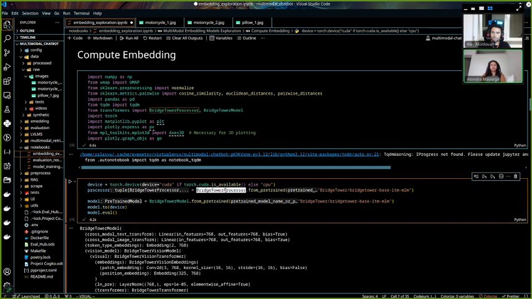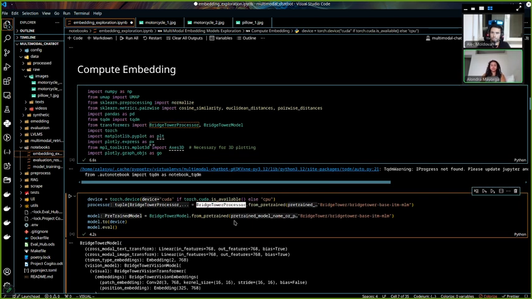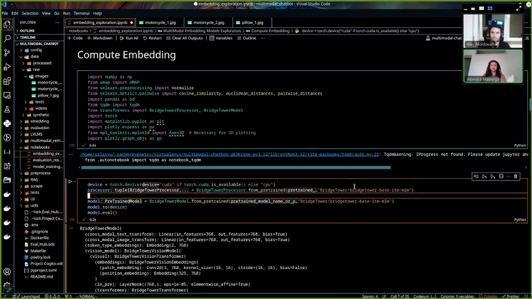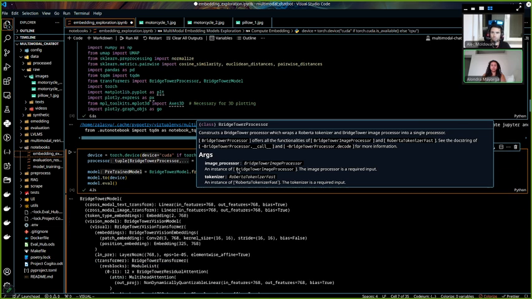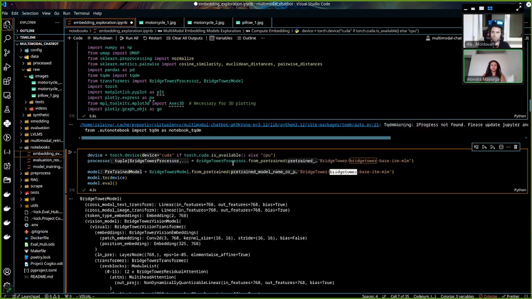Here's the bridge tower. You see the bridge tower here? Yeah, this is the model that I'm using. So it's a processor for that. This BridgeTower processor constructs a BridgeTower processor with a RoBERTa tokenizer. So this is probably used for the. I don't even know what's the difference between the processor and the model. I need to do more research on that, the BridgeTower processor and BridgeTower model.